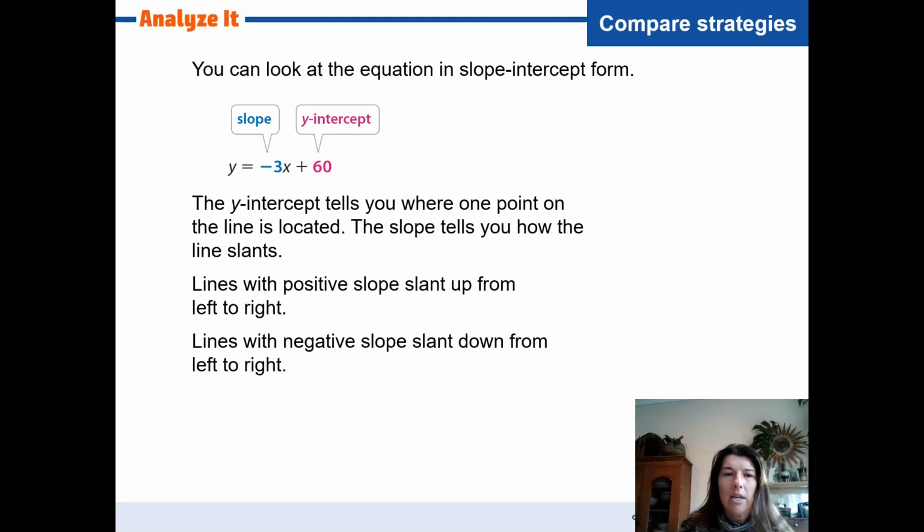All right. We already talked about this. Y-intercept tells you where 1 point on the line is, so you're going to do your y-intercept for that. That -3, your slope, tells you how fast the line is decreasing from there. Lines with a positive slope slant up from left to right. This is a positive sloped line. Lines with a negative slope slant down from left to right. This is a negative sloped line.